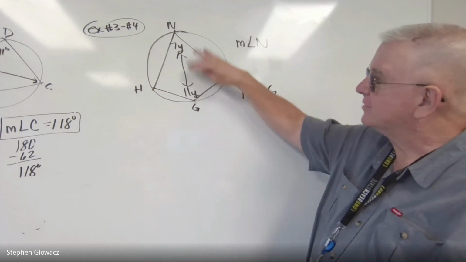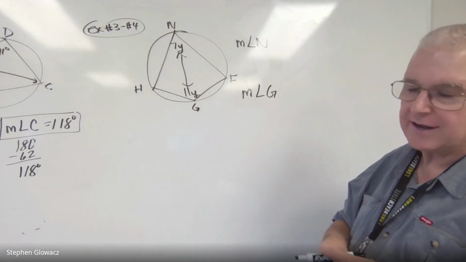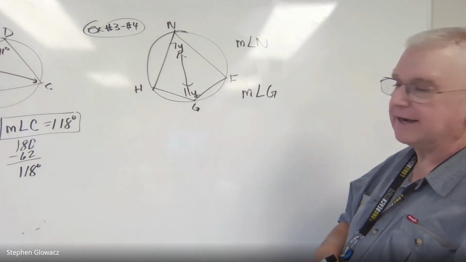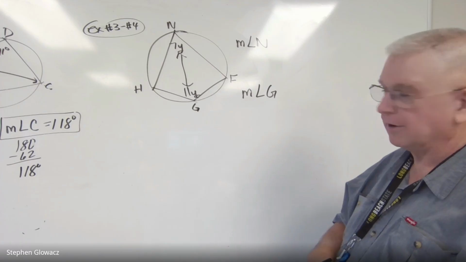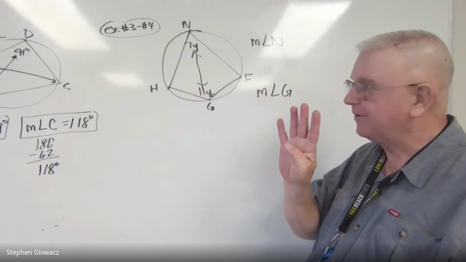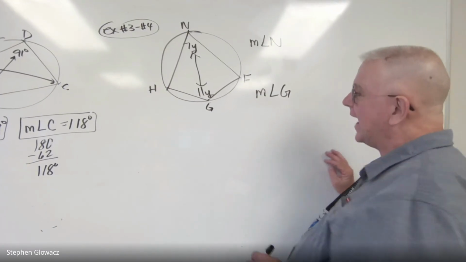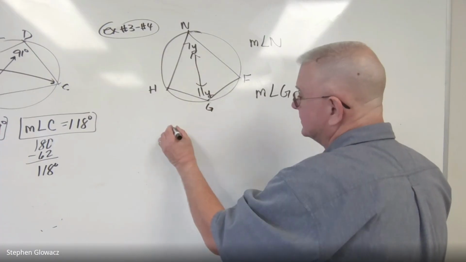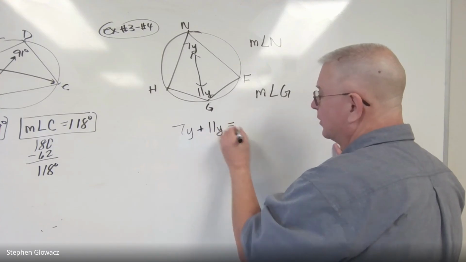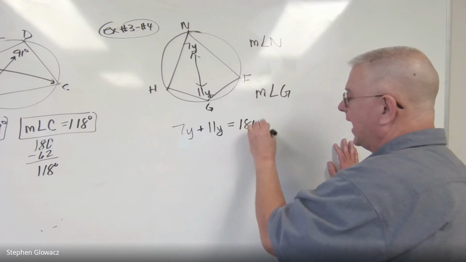But as it is, these are opposites, and as we just said in the first example, the opposite angles in an inscribed quadrilateral, tough word to say, just means it's a four-sided figure. And so those opposite angles are supplementary. So we could say 7y plus 11y. And what does supplementary mean? That means together they add up to 180.